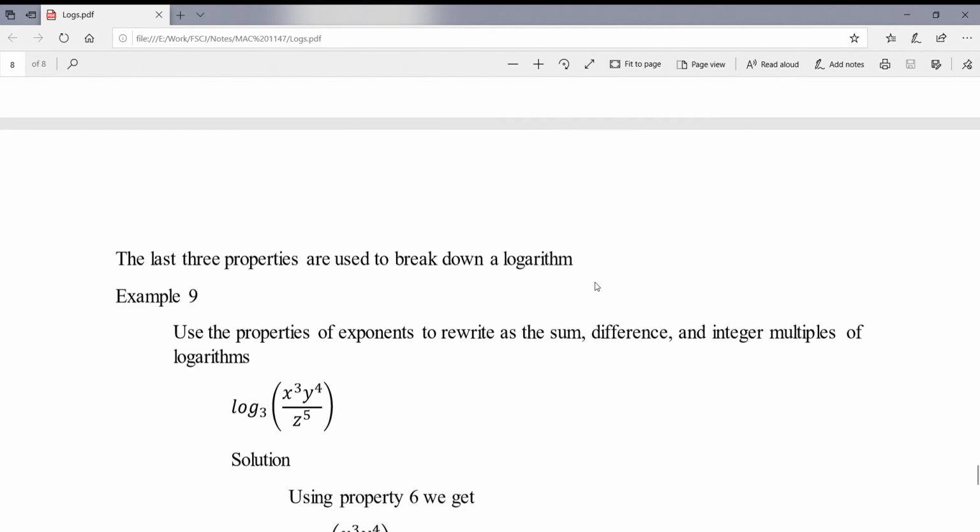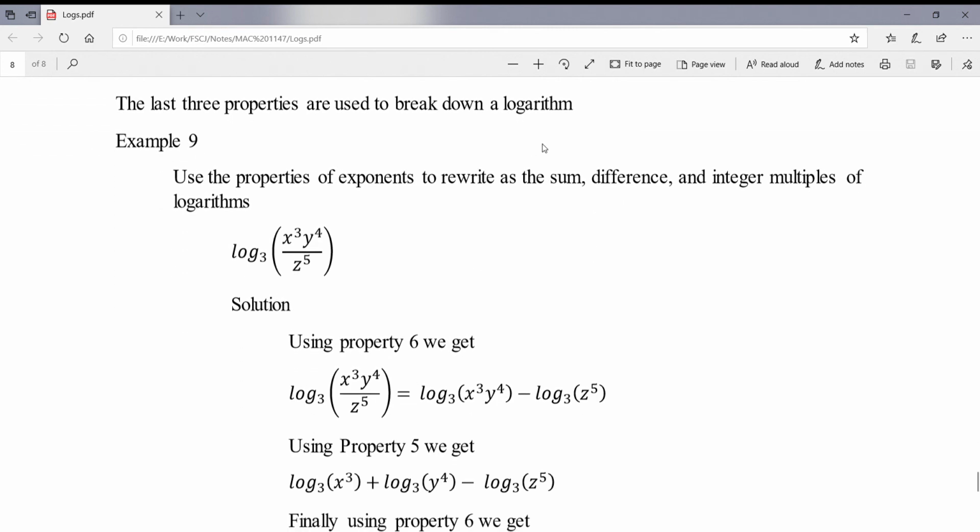So with these last three properties, let's take a look at how they're used to break down logarithms. Example number 9. Use the properties of logarithms to rewrite as the sum, difference, and integer multiples of logarithms. I have log base 3 of x cubed y to the 4th, all of that over z to the 5th.